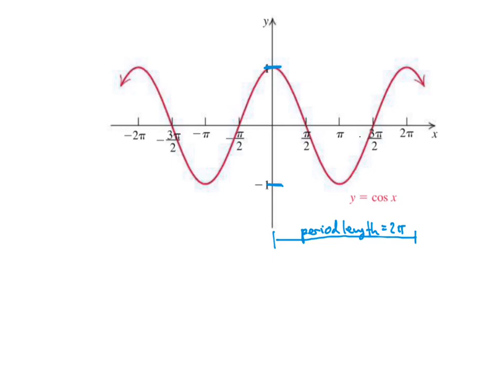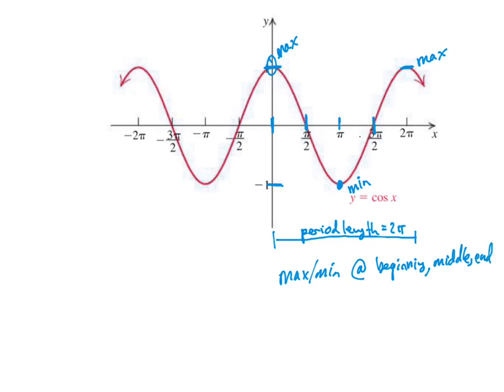And at the beginning of the period, we have the max value. And then at the end of the period, we reach the max value again. In the middle, at pi, we have the minimum value. And then in this case, at the quarter marks is when we hit 0. So we're going to say max and min at beginning, middle, and end, and then 0 at the quarter points. So it's the opposite of what we see with the sine graph.